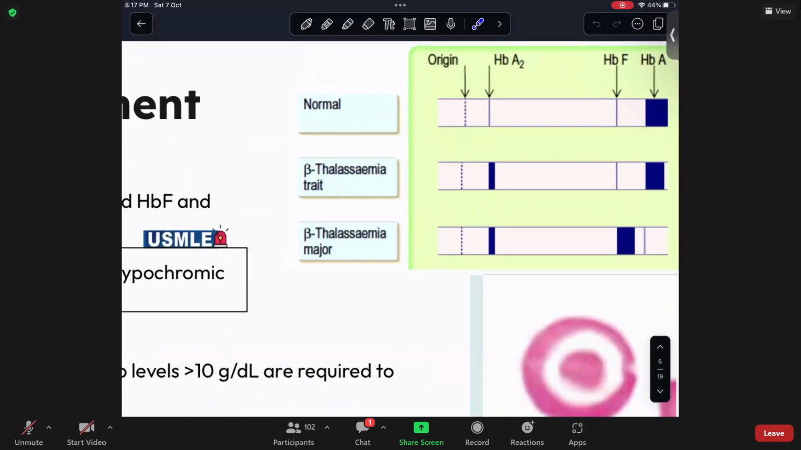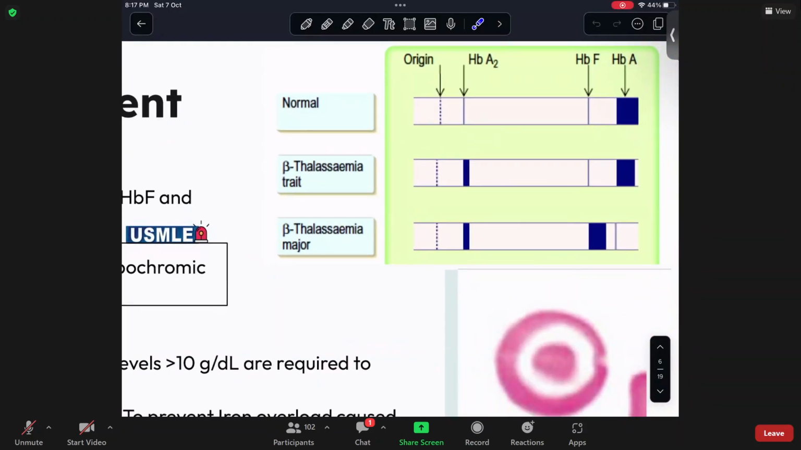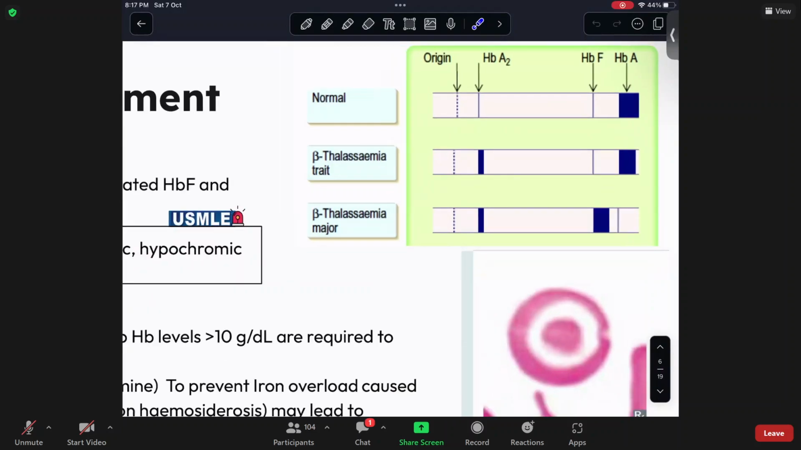This is what hemoglobin electrophoresis looks like. As you see in the normal, as we described before, the majority of the hemoglobin will be hemoglobin A, and hemoglobin F is less than 1%, hemoglobin A2 is 2%. And in thalassemia trait, hemoglobin A is also the majority of hemoglobin, and we have a slight increase in hemoglobin A2. While in major, most of the hemoglobin is hemoglobin F and hemoglobin A2. So this is characteristic for beta thalassemia major.